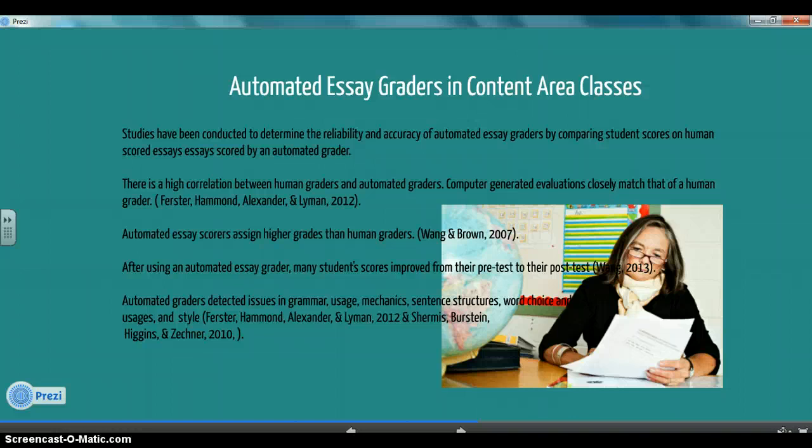After using the automated essay grader, many students will improve their scores from their pre-test to their post-tests. Automated essay scorers will detect issues in grammar, usage, mechanics, sentence structures, word usage, and style.